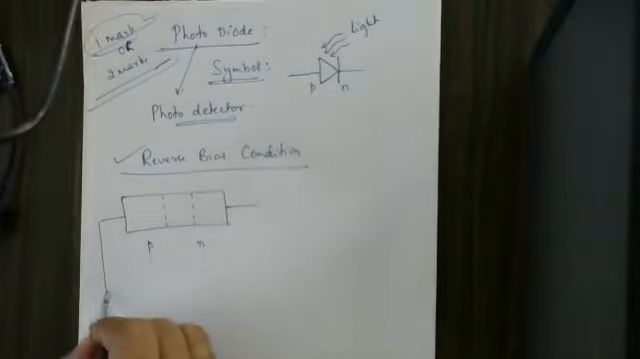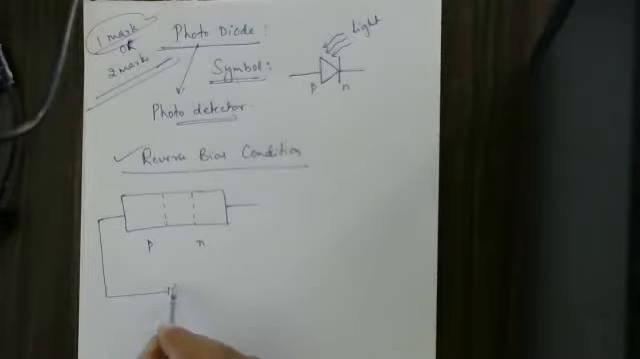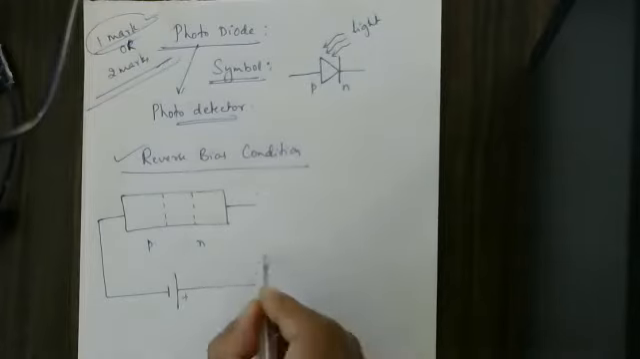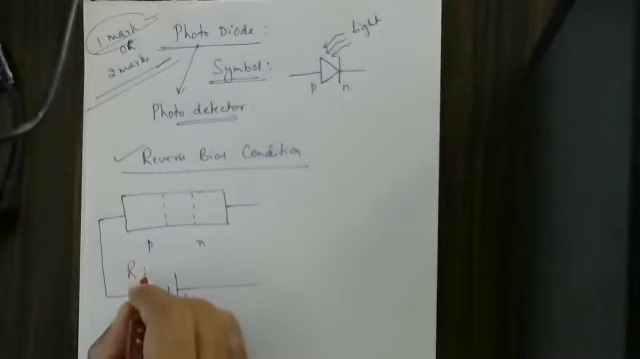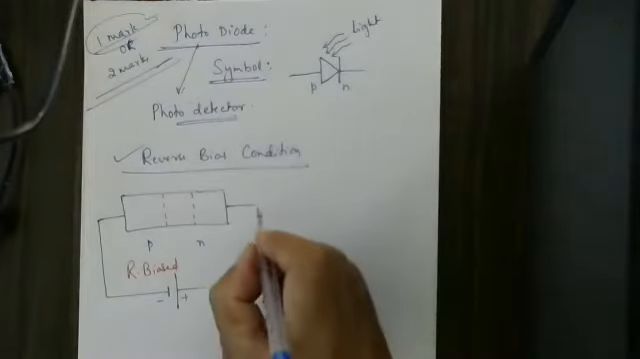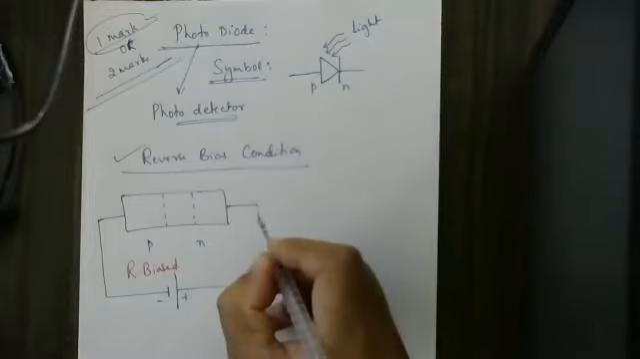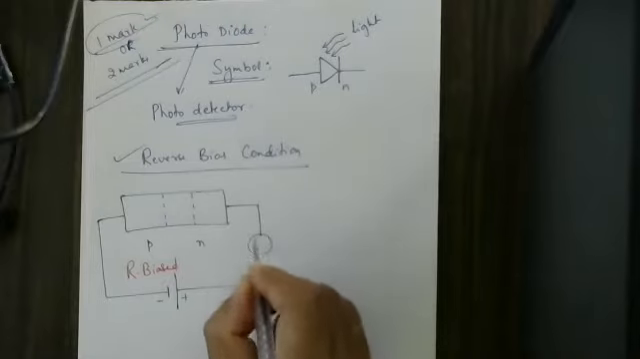P must be connected to the negative end of a battery or cell, and N must be connected to the positive end of the cell. Only then is it said to be under reverse bias condition. This is reverse biased. I have not yet connected everything, because I am supposed to connect a microammeter here to measure the current, since it is a very small current.